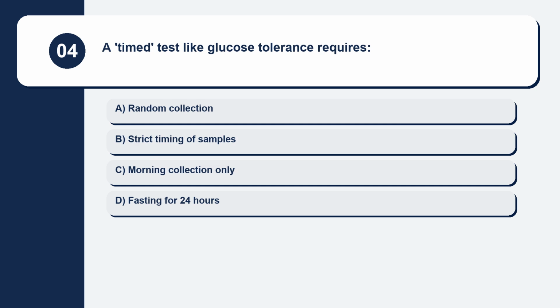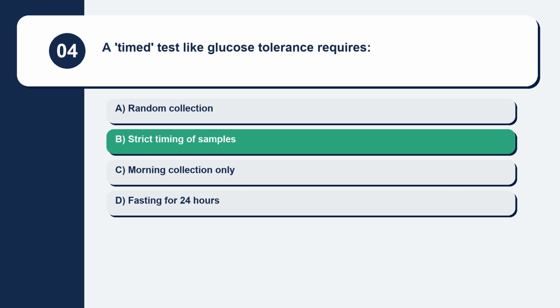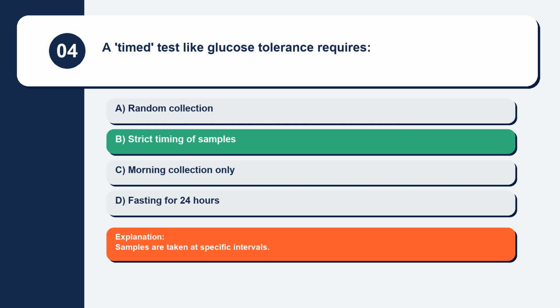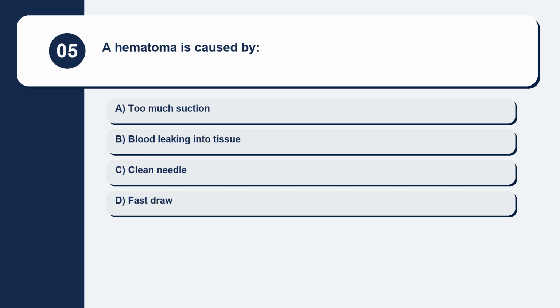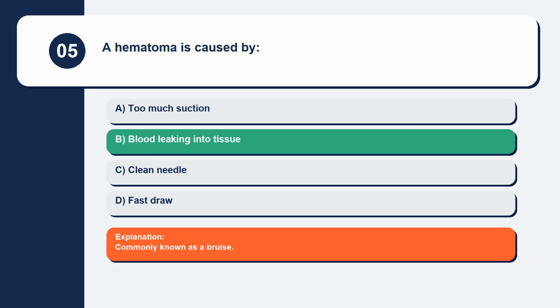Question 4. A timed test like glucose tolerance requires random collection, strict timing of samples, morning collection only, fasting for 24 hours. Samples are taken at specific intervals. Question 5. A hematoma is caused by too much suction, blood leaking into tissue, clean needle, fast draw. Commonly known as a bruise.